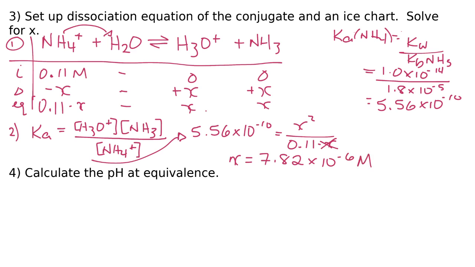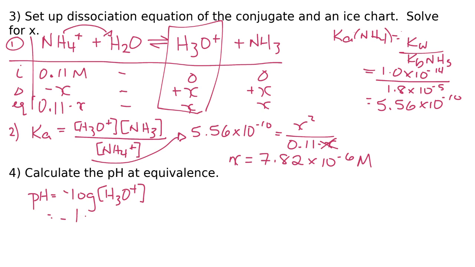And this X term is for hydronium. So if we want to calculate the pH, we just need to take the negative log of that hydronium ion concentration, and sub it in, 7.82 times 10 to the negative 6. And then we get a pH value of 5.11. So again, this is how we determine the pH at equivalence through calculation when we don't have a graph that we can visually take a look at the equivalence point graphically.